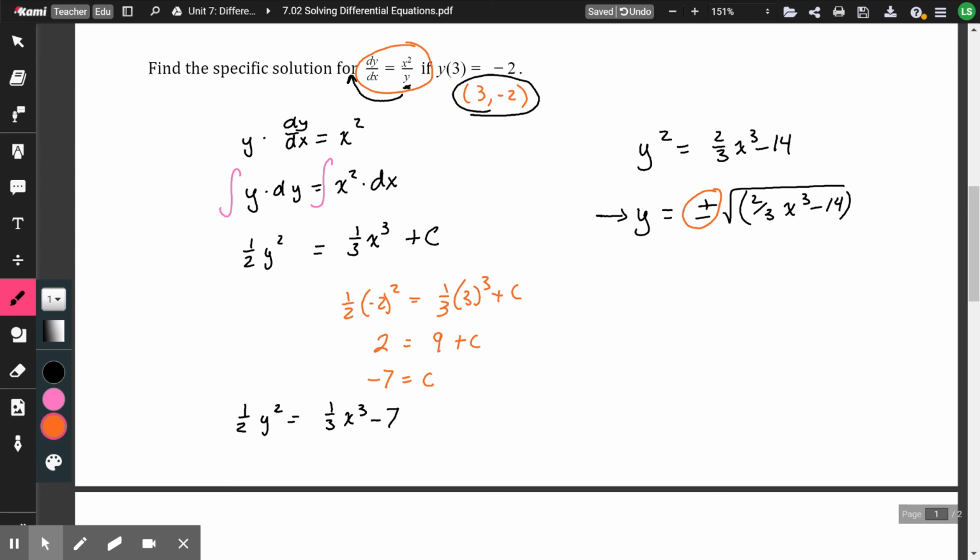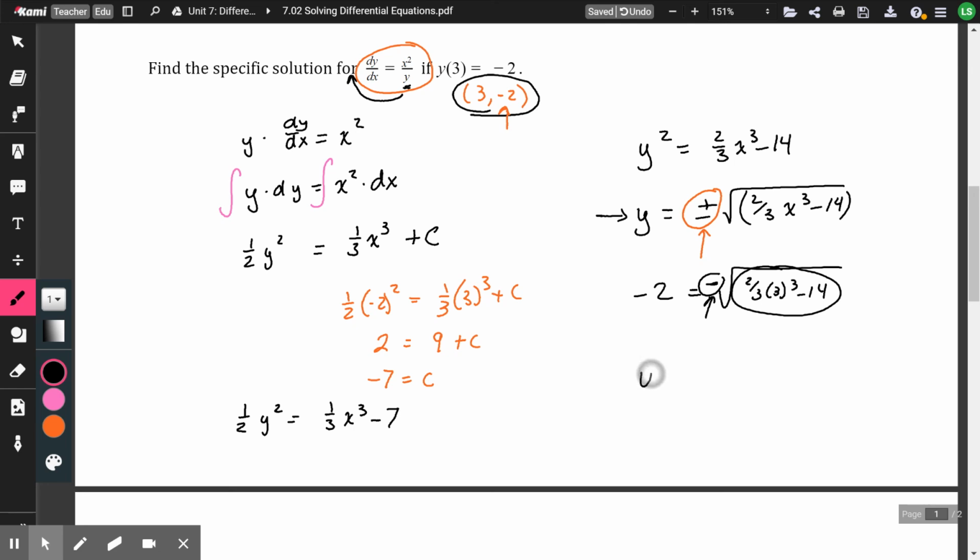So if we think about this, if we want to end up with a y value that is negative, we're going to need to have the negative sign on the outside of that radical in order to make that work. But we can also double check to see what happens. So for example, negative 2 is equal to the square root of 2/3 times 3 to the third minus 14. And again, all of this would end up being a positive 2, but we need the negative sign out here in order to make it turn into the negative 2 that's in our point.